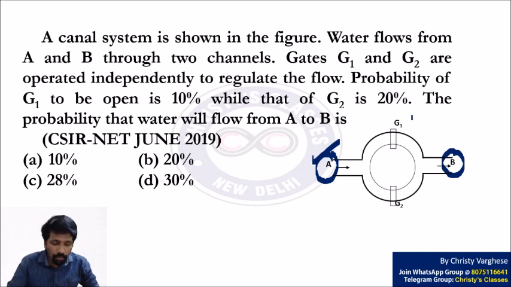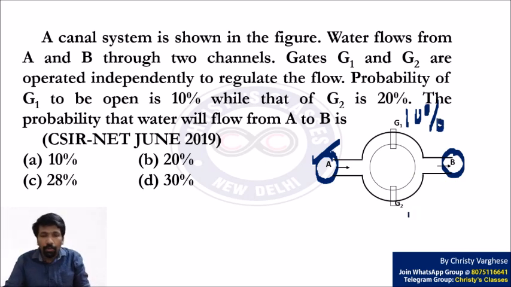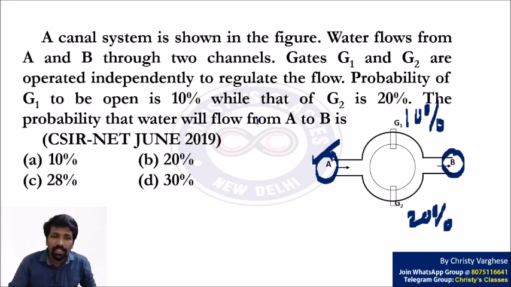The probability of G1 being open is 10%. 10% means 10 by 100, that is 1 by 10 or 0.1 is the probability. Or if you write 10% itself, it's okay. And the probability of G2 being open is 20%. What is the probability that water will flow from A to B?